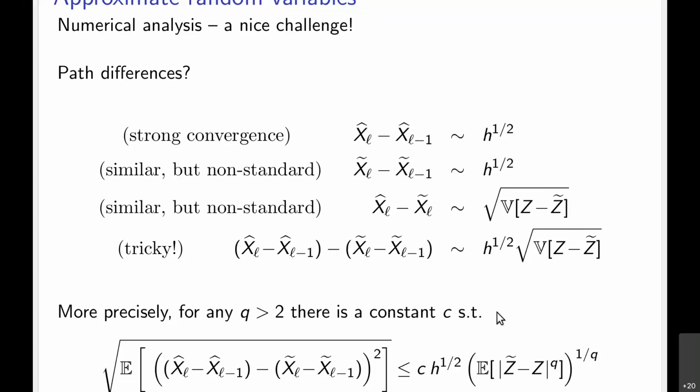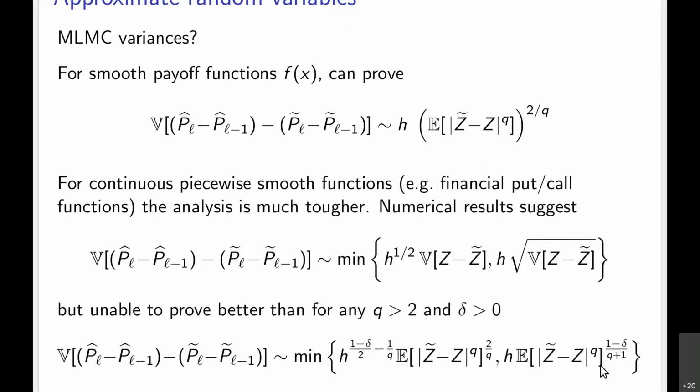Actually, more precisely, the theorem proves the following result, that for any q greater than 2, and you can think of it as just being very slightly greater than 2, then the root mean square error is bounded by a constant times h to the half times this expression. So the qth moment raised to the power 1 over q. So if we could take q equals 2, then that would be what I had up here. Turns out we have to take q to be slightly bigger than 2.